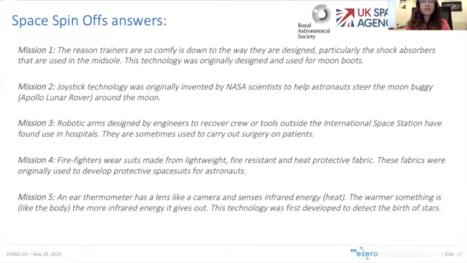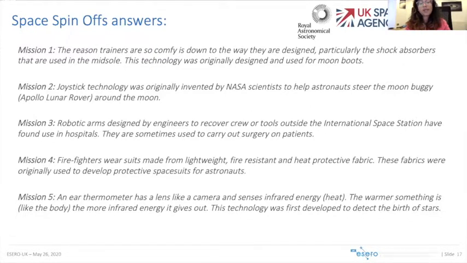So yeah, the space spin-off answers. Trainers: the design of trainers, the shock absorbers, was originally designed for moon boots. Joysticks are used to steer objects like the Apollo lunar rovers around the moon. The robotic arms used on the International Space Station have been adapted to carry out surgery on patients. The materials used for firefighters were originally developed to protect astronauts in their spacesuits. And ear thermometers have a lens with an infrared sensor in them to detect heat.